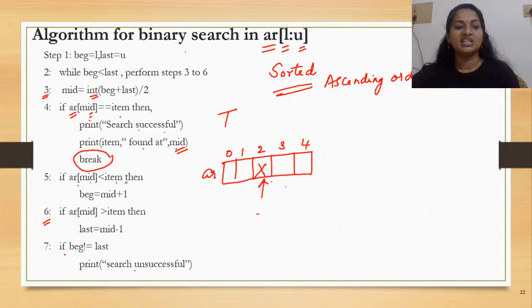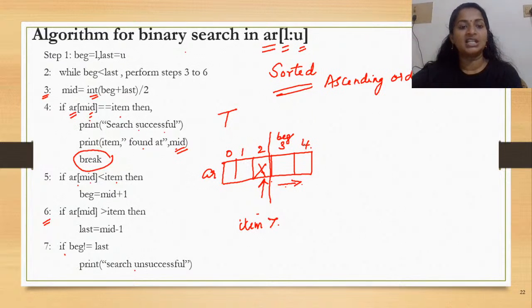Definitely you need to check if the value in the item is greater than the value at this position. If it is greater, you need to search in the latter part, that is in this segment, right? Now your new beginning would be 3 and there is no change for your upper limit.